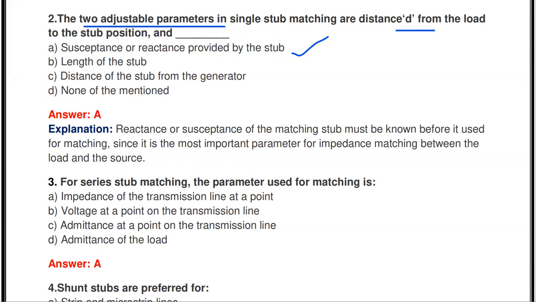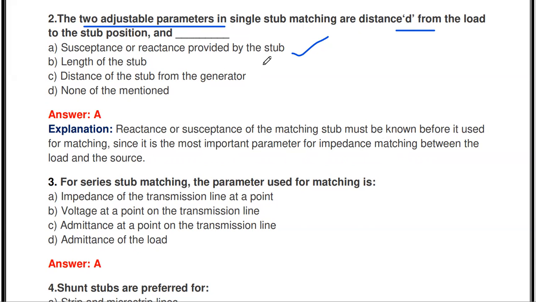The reactance or susceptance of the matching stub must be known before it is used for matching. This susceptance or reactance of the stub is a very important key parameter for impedance matching between the load and source. So the two adjustable parameters are distance, and susceptance or reactance provided by the stub.